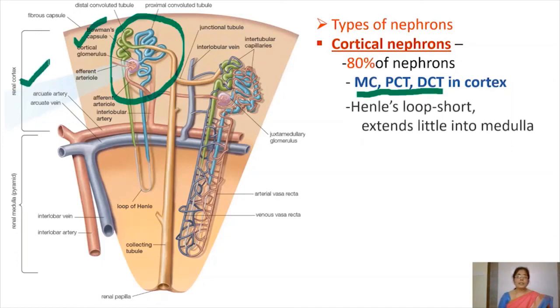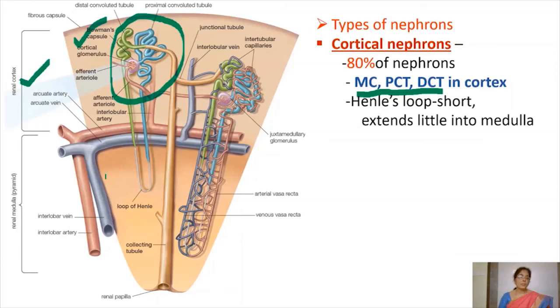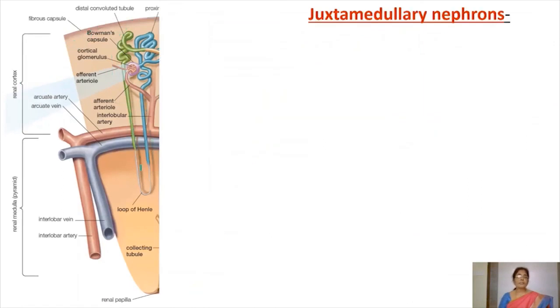Next point, you observe the Henle's loop of cortical nephrons. It is short and extends little into the medulla. Look, it has entered only a little into the medulla. The Henle's loop is small, and around it we don't see the vasa recta either. So cortical nephrons have reduced vasa recta.